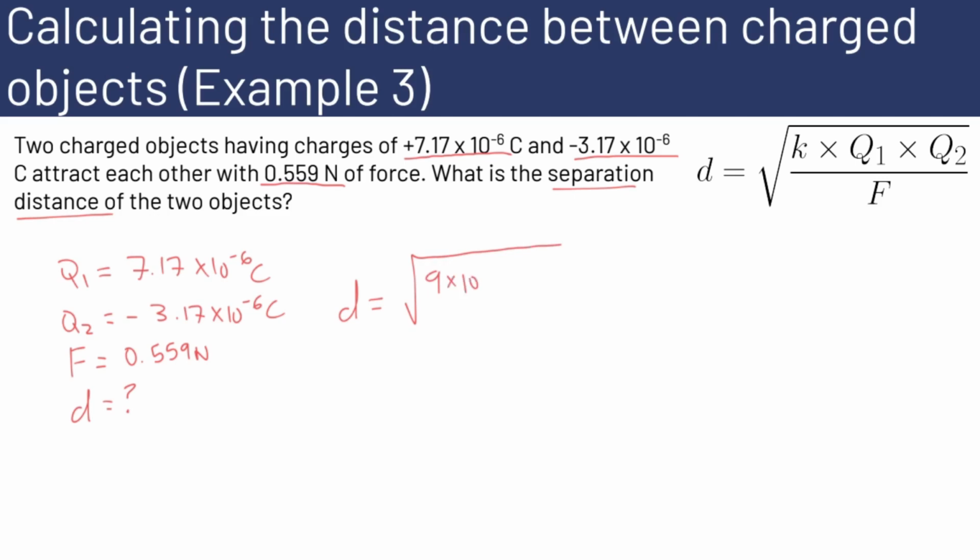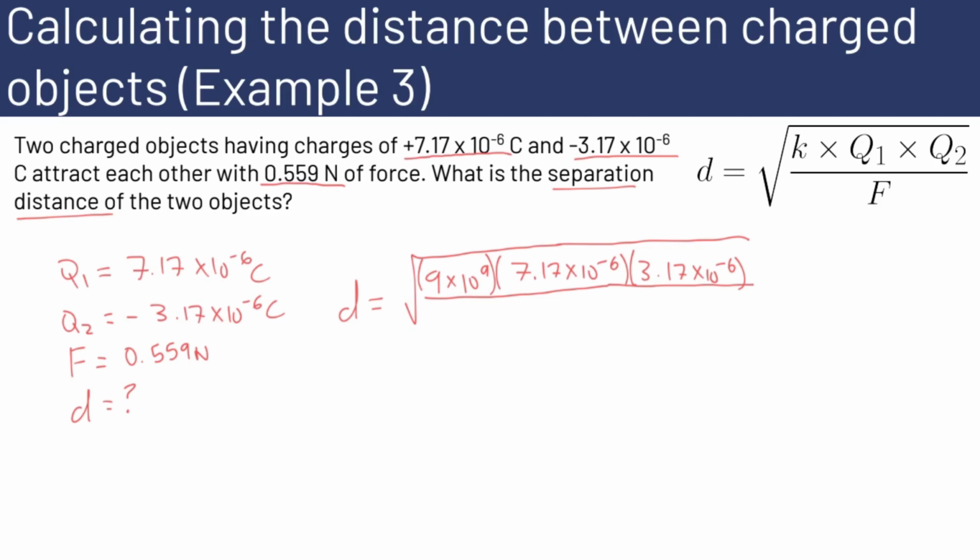Okay, so we have D then is equal to the square root of K, which is 9 times 10 to the 9th, multiplied by Q1, which is 7.17 times 10 to the minus 6, times 3.17 times 10 to the minus 6. And again, you don't need to worry about the signs when you're calculating the force or the distance. We only need to know that the force vectors are pointing towards each other, because one's negative and one's positive, so they're attracting each other.